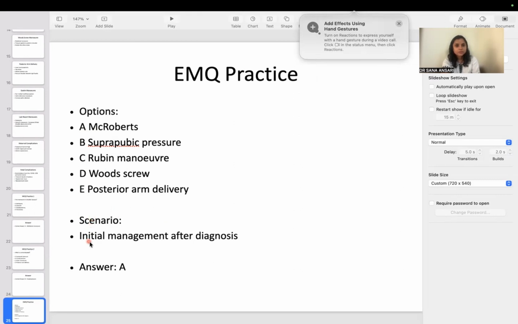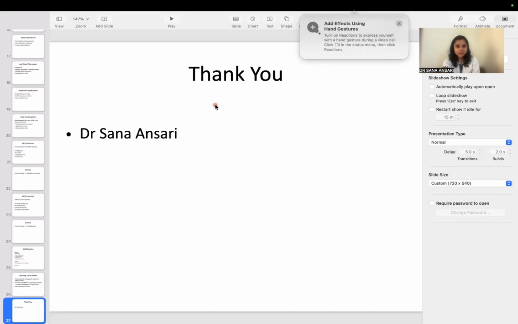Now, in case of shoulder dystocia, what is the initial management as soon as you diagnose? These are the options: McRoberts, suprapubic, Rubin's, wood screw, or posterior arm. So your answer is McRoberts. If call for help had been an option, you would have chosen call for help followed by McRoberts maneuver. So this was all about the shoulder dystocia drill.